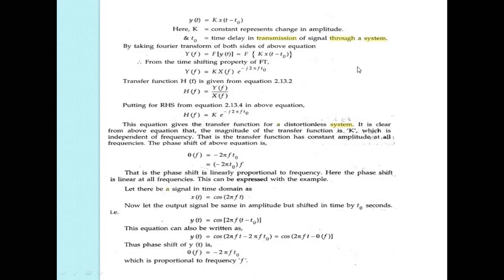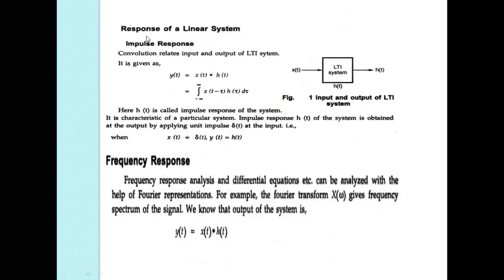I'll go to the next topic: response of a linear system. In that, the first one is impulse response. The convolution relates input and output of a linear time invariant system.